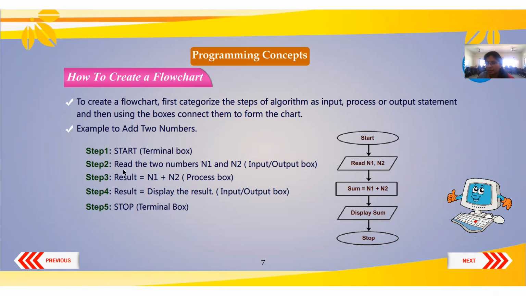Start is in the terminal box. Input is in the input box. Read N1 and N2. Process: sum is equal to N1 plus N2. You can write it as result is equal to N1 plus N2, or sum. Whatever name you give over here, that only should be displayed. Now here we are doing display sum. We are not writing this whole sentence. We are just writing crisp and clear. Display sum, again in the parallelogram, and at the end of the program, it is stop. And all the flow lines are coming in the downward direction. This is how you write a flow chart.